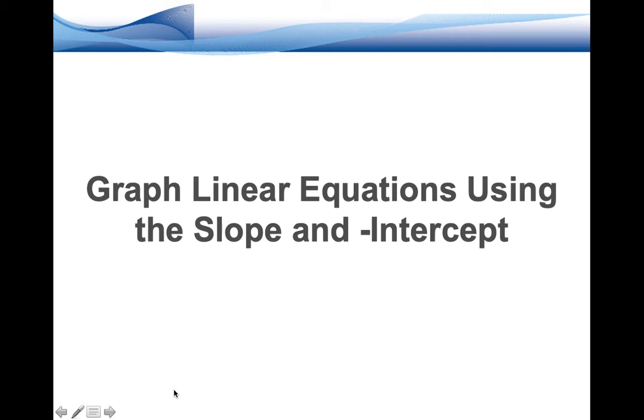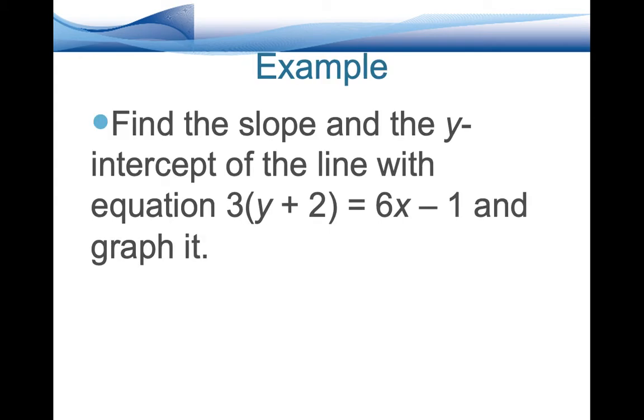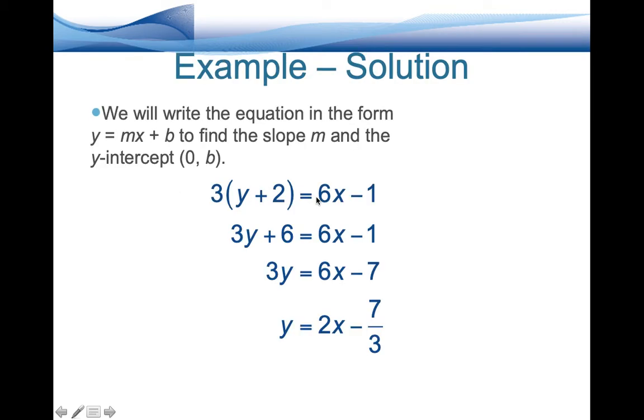Now we're going to graph linear equations using the slope and intercept. Find the slope and the y-intercept of the line with the equation 3 times y plus 2 equals 6x minus 1. So what we're going to do first is distribute the 3 times y and 3 times 2. So 3 times y is 3y, 3 times 2 is 6, and then 6x minus 1.